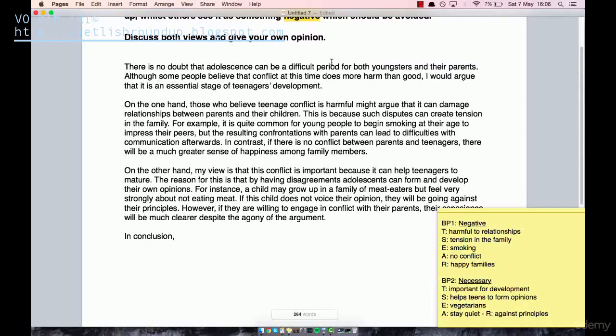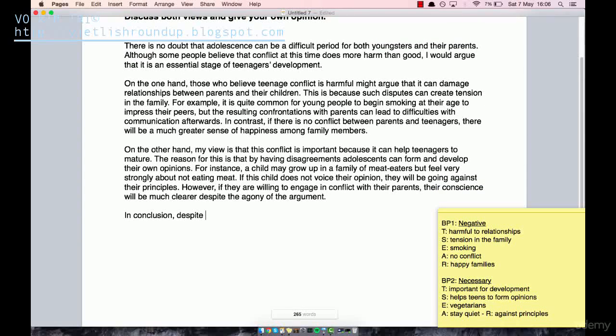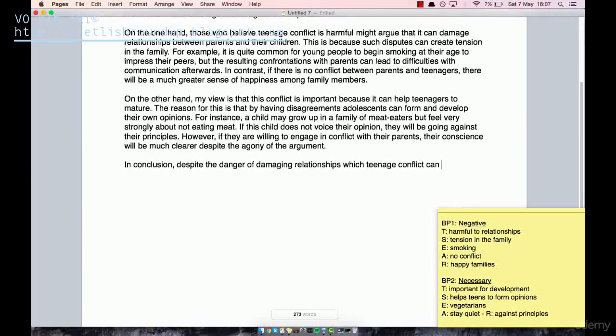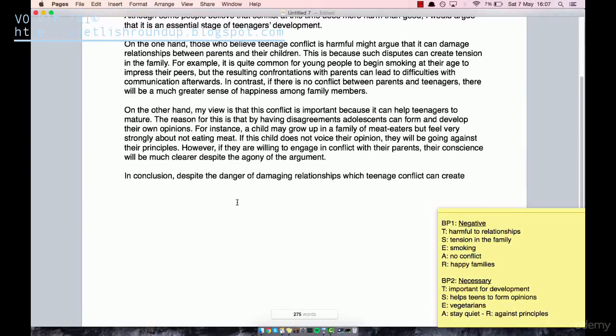And then just like we did up above with the although, we had a subordinating conjunction. We're going to use another one. We're going to say despite. A little bit trickier to use this one, but it's a good challenge. So despite. When you use despite, it can be best to start with the argument and then move to the view. So the argument for the top one is about damaging relationships. So despite the danger of damaging relationships, which teenage conflict can create. Okay, so we've used the view at the end and the argument at the beginning.